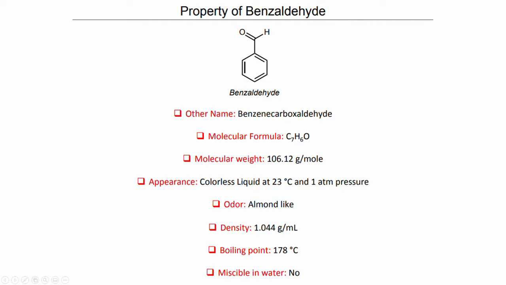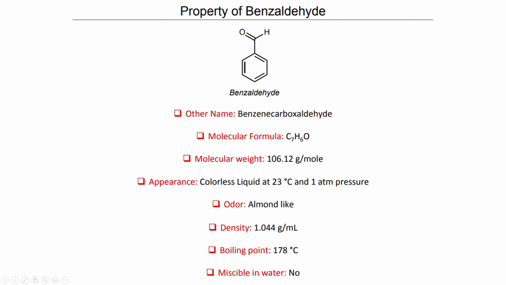So just a little bit about benzaldehyde. You can see the benzene ring as well as the aldehyde, so benzaldehyde. Another name for it can also be benzene carboxaldehyde. The formula for it is C7H6O, and it has a molecular weight of about 106.12 grams per mole. Something important for this experiment is it's a colorless organic liquid at 23 degrees Celsius.